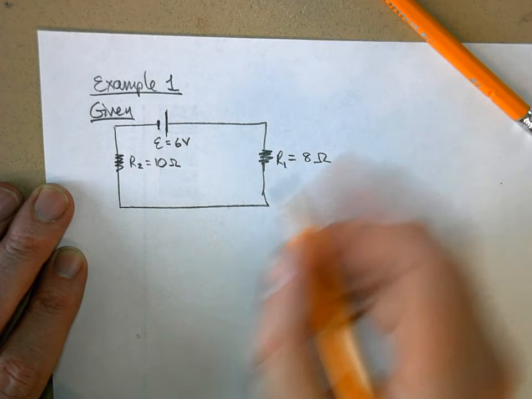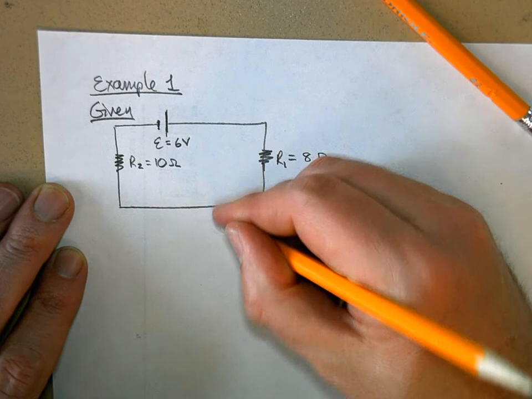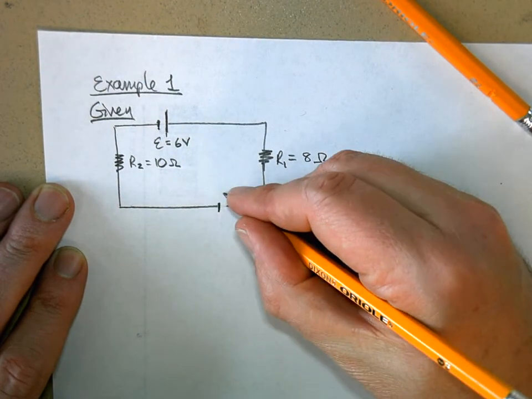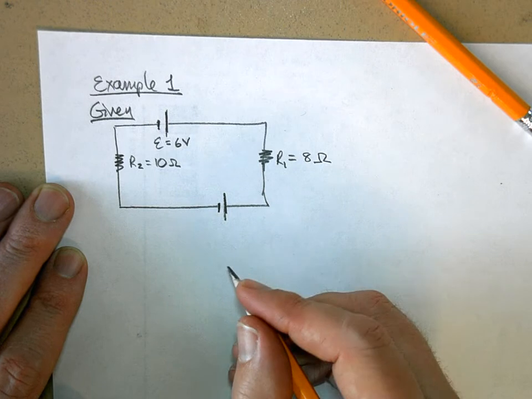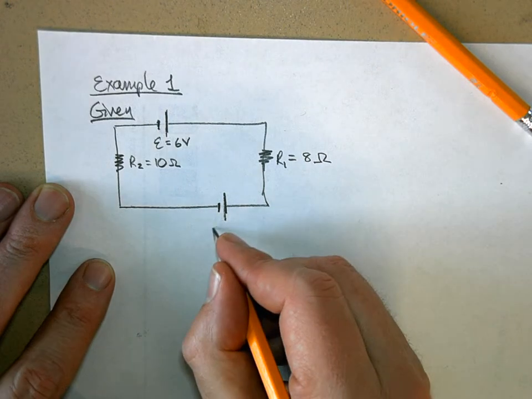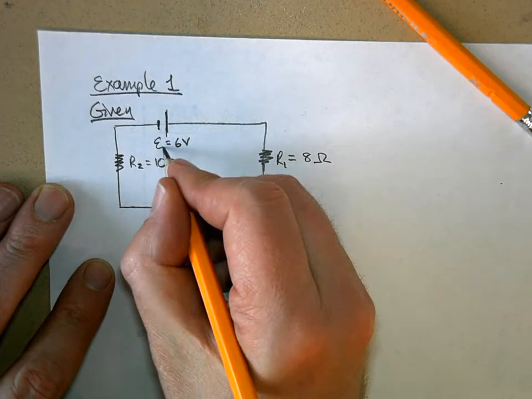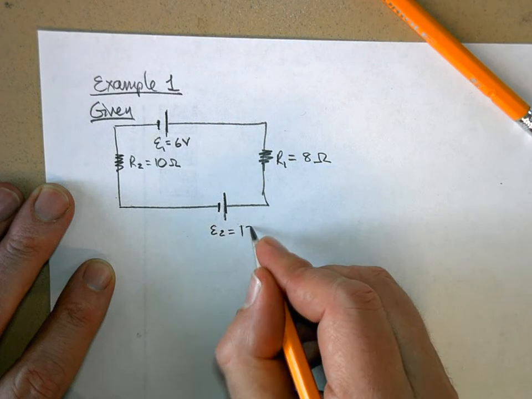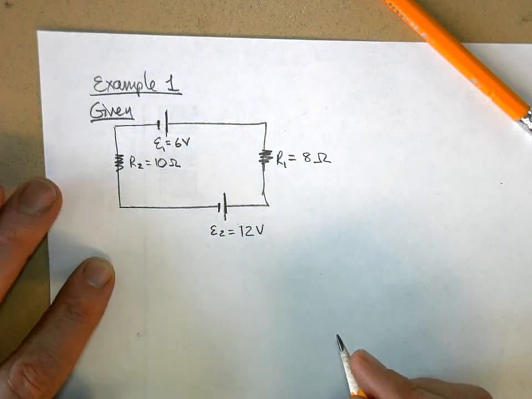And then, just for the heck of it, we'll put a battery over here, and we'll call this E2, we'll call this E1. This voltage change due to the battery will be 12 volts. So this is what's given.